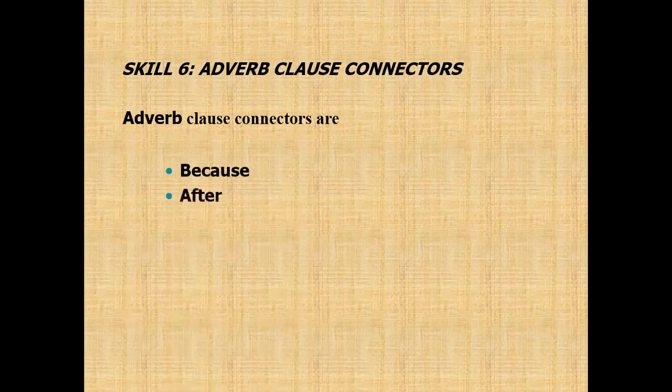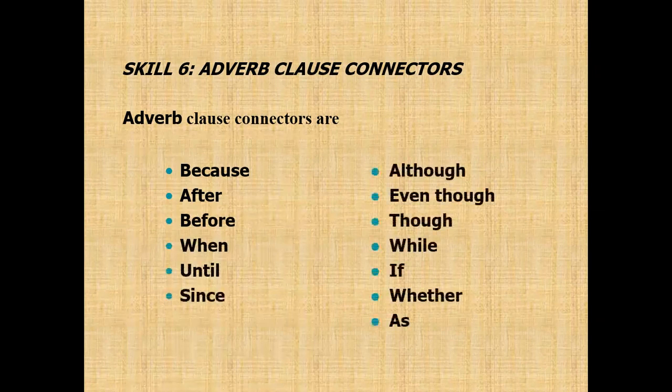Well, now we come to the next skill. It's skill 6. It's talking about adverb clause connectors. So we're still talking about connectors, but in skill 6, it's called adverb clause connector. Adverb clause connectors are because, after, before, when, until, since, although, even though, while, if, whether, as. So you must remember all of these adverb clause connectors.